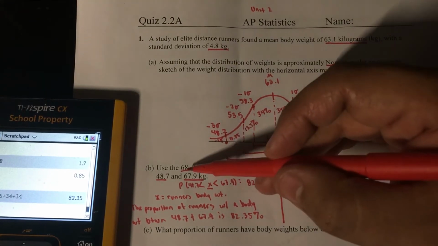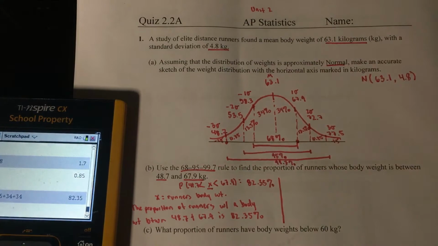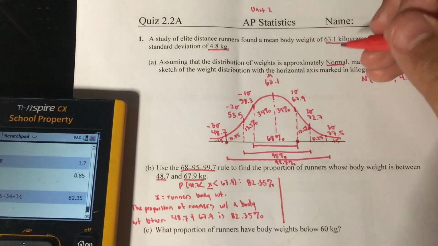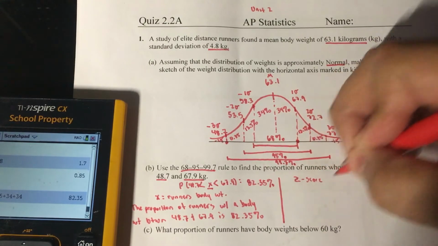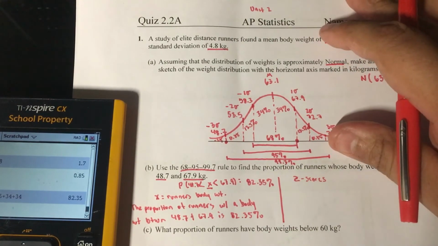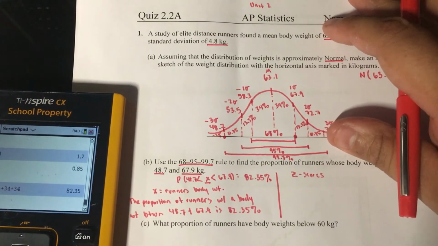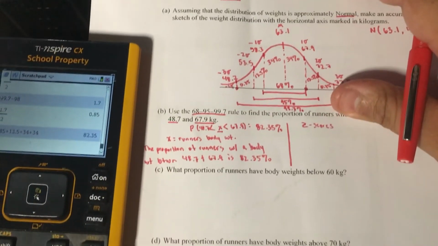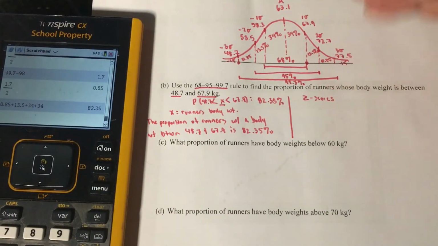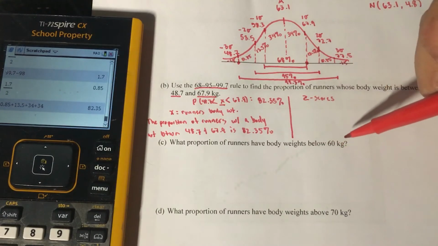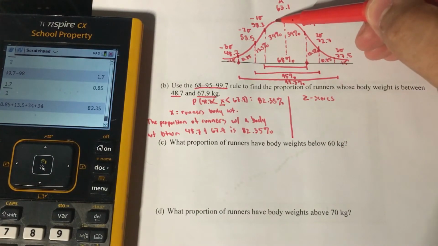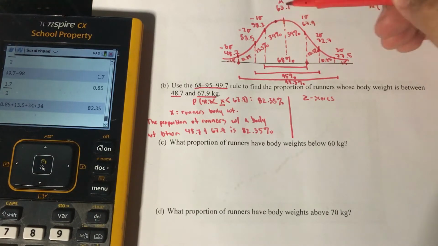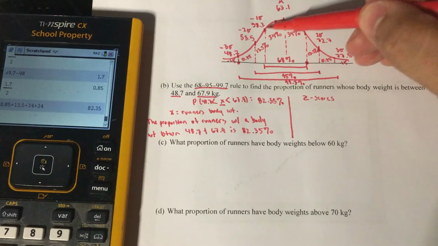So using the empirical rule here, that is the proportion. Again, here they told us specifically use the 68, 95, 99.7 rule. However, I could have also used the z-scores, and I won't do it right now just because we are going to do this later on, but I could have also done that. Okay, so what proportion of runners have body weights below 60? If I look, guys, here's my normal distribution. I'm talking about 60. It falls somewhere in here.